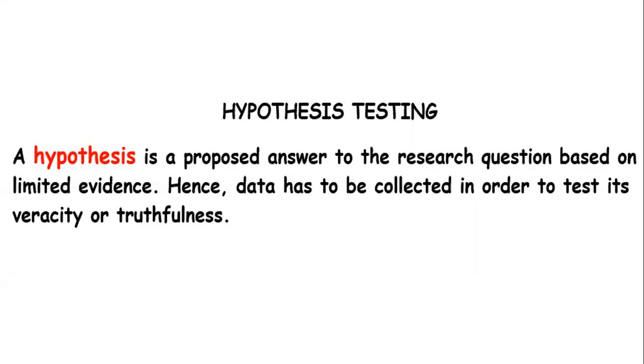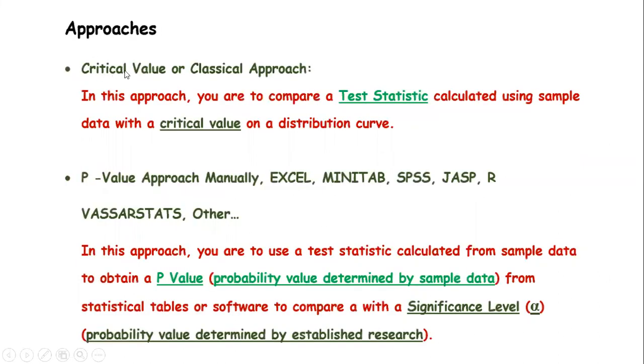Hypothesis testing. A hypothesis is a proposed answer to the research question based on limited evidence. Hence, data has to be collected in order to test its veracity or truthfulness. There are two main approaches, the critical value or classical approach and the p-value approach. In the critical value approach, you compare a test statistic with a critical value on a curve. And in the p-value approach, you compare a p-value to a significance level.